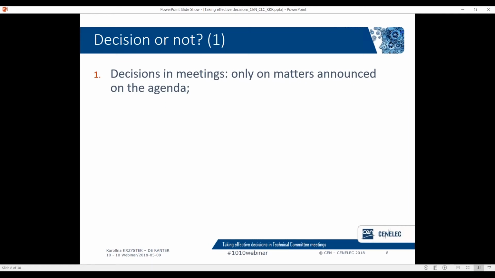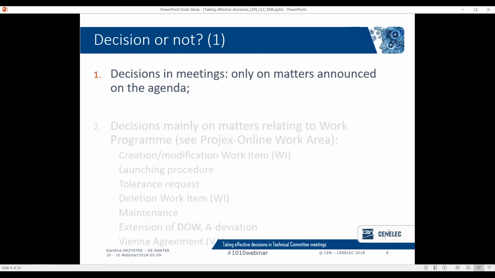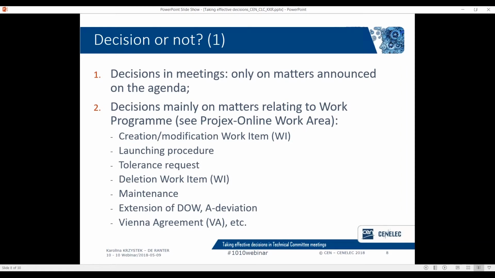First of all, decisions in meetings can only be taken on matters clearly announced on the agenda. Decisions mainly relate to matters such as work program. And you will find on the project's online work area a list of decisions that can be registered through that tool. So when are decisions obligatory?